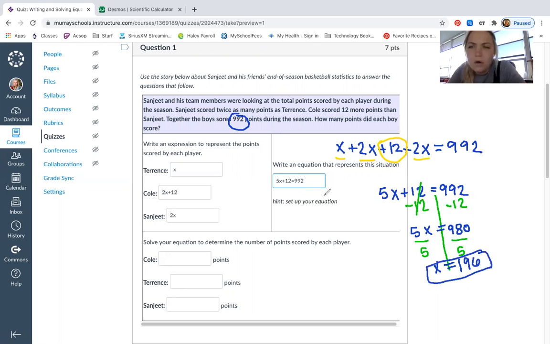Okay, so what does that mean? Is that how many points each boy scored? No, because remember, Sanjeet doubled Terrence's score and Cole got more than Sanjeet, so they don't have the same number each. So who was X?